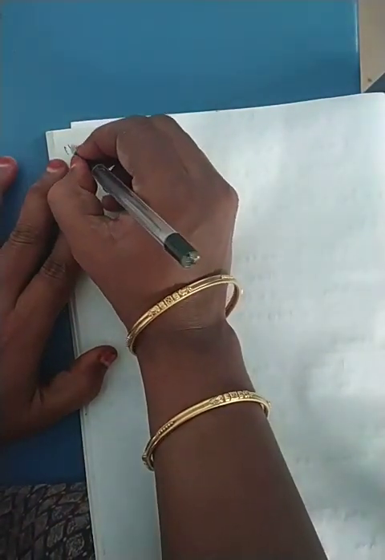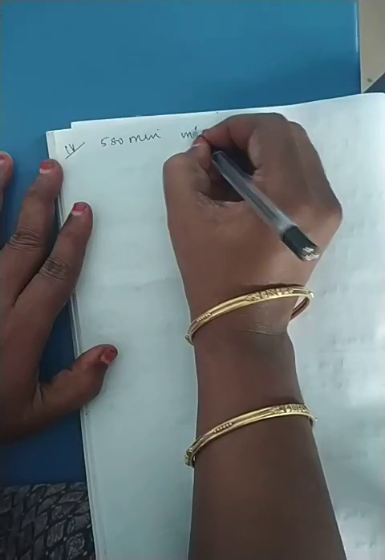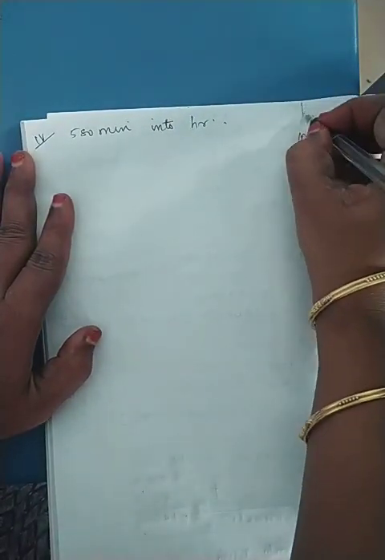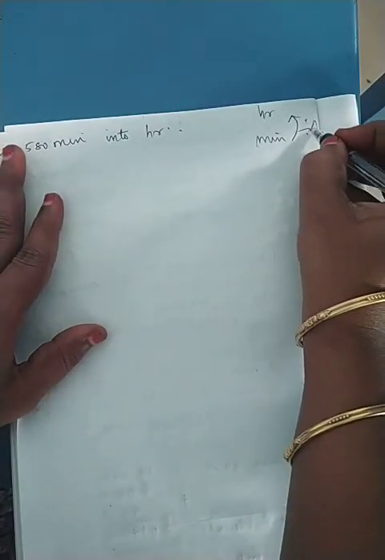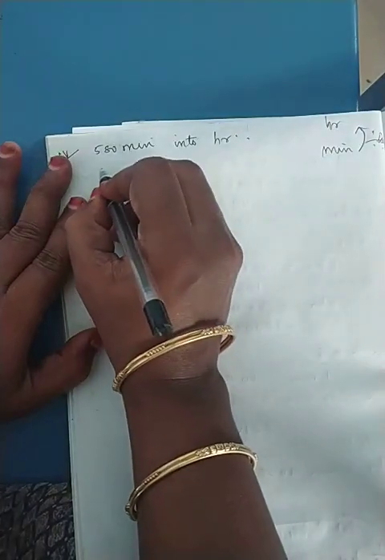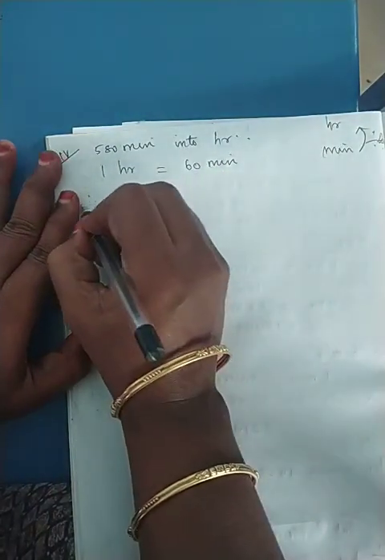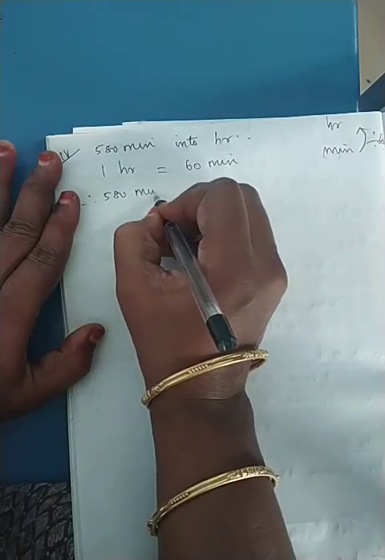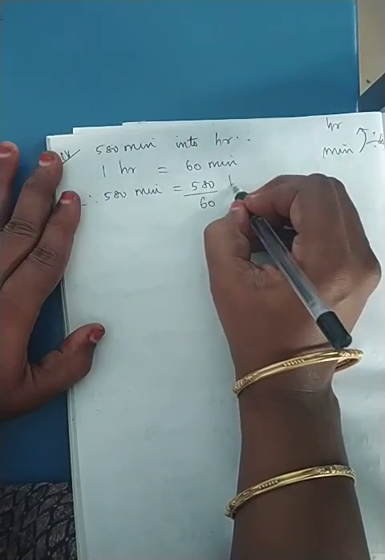Fourth one, 580 minutes into hours. So from minutes it's going to hours. So from down to bottom, so it should be divided by 60. So you can write 1 hour is equal to 60 minutes. Therefore 580 minutes is equal to 580 divided by 60 hour.